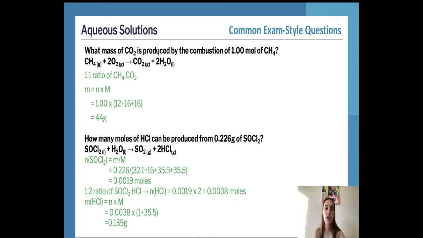So the first question, what mass of CO2 is produced by the combustion of 1 mole of CH4? So this is a really good starting question, because it's very common to get exam style questions like these, because they want to see that you can apply ratios, and that you can apply that mass equals moles times molar mass. So that rearrangement of that formula.